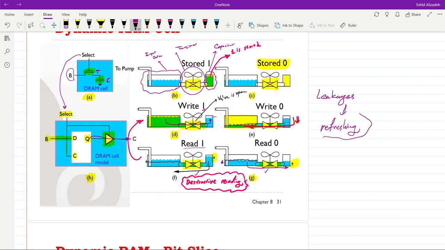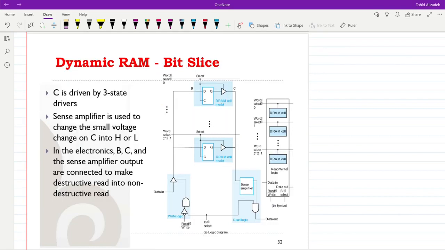If we are using the dynamic RAM, DRAM, we need to do restoring of information after doing the reading, and we also need to refresh once in a while the content of the dynamic RAM such that we don't lose our data. So here you can see how the bit slice of a dynamic RAM memory looks like.